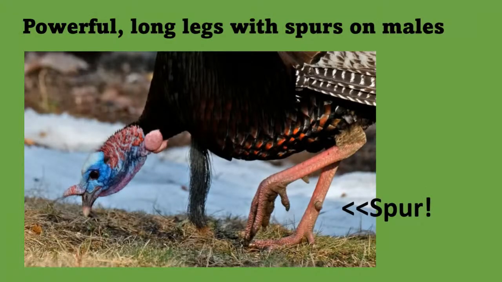Now their legs are long and powerful. Like I said, they can run quite fast and far. And in this photo, you can see another uniquely male structure. It's called a spur. And this is kind of halfway up the leg, and it is very sharp and gets longer with age. And they use that for defense against predators, as well as to compete with other males.